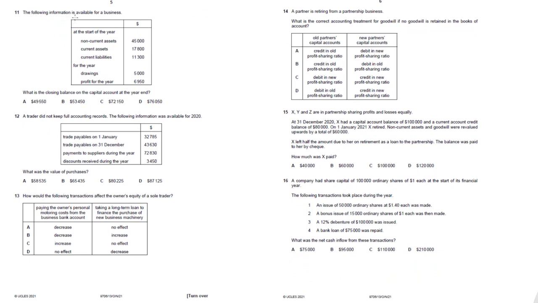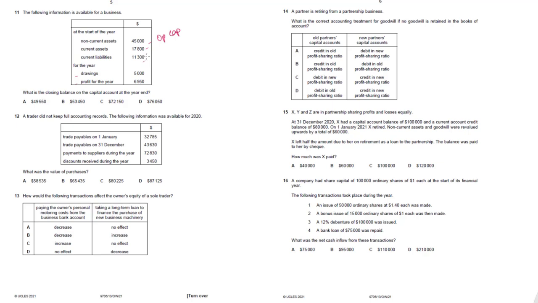Question number 11. The following information is available for a business at the start of the year: non-current assets, and current liabilities, and then the transactions for the year, drawings and profit. What is the closing capital for the year? So we start by calculating first the opening capital. Opening capital will be non-current assets plus current assets minus the current liabilities.